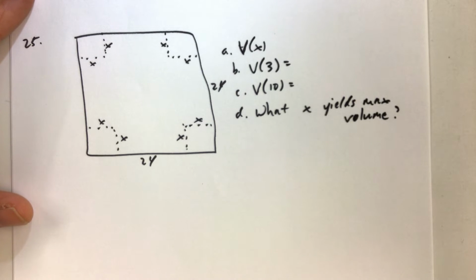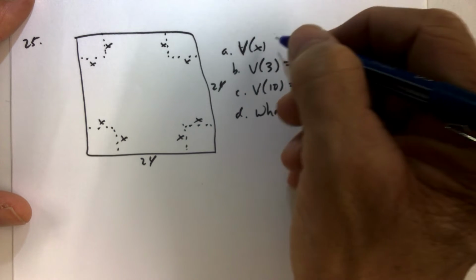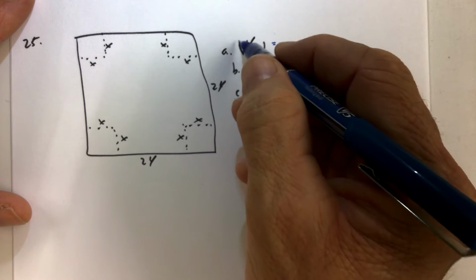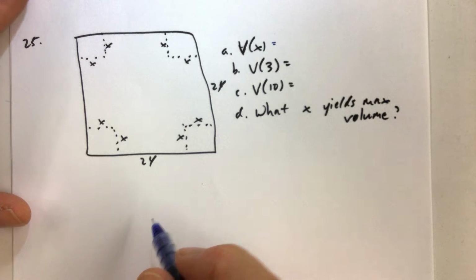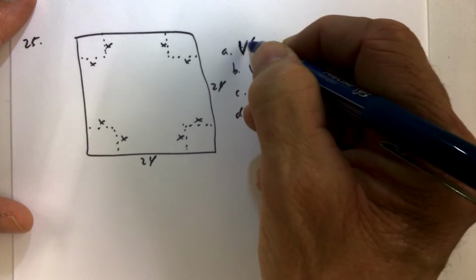Finally, we have that crowd favorite, the open top box, where we cut a square out of each corner and we come up with the volume of the box. That's supposed to be a V. There's a little extra mark there. It looks like an upside down A, but that's a V. So what is the volume in terms of x?